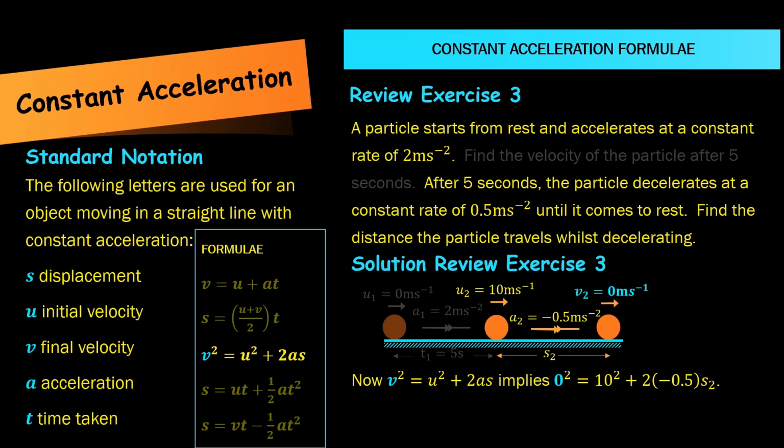So plugging in all the values, we have 0 squared, which is the value of v, equals 10 squared, where of course u equals 10, plus 2 times the acceleration, which is minus 0.5, times s2, which is what we're required to find. And so rearranging this equation and tidying up gives us that s2 equals 100 meters.